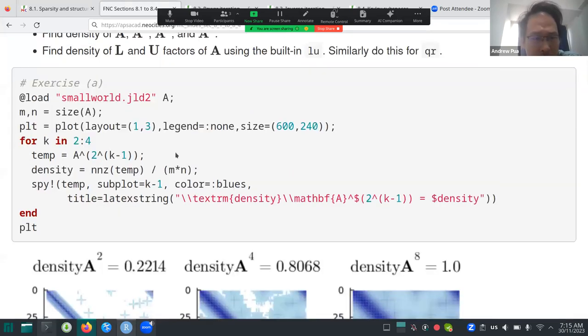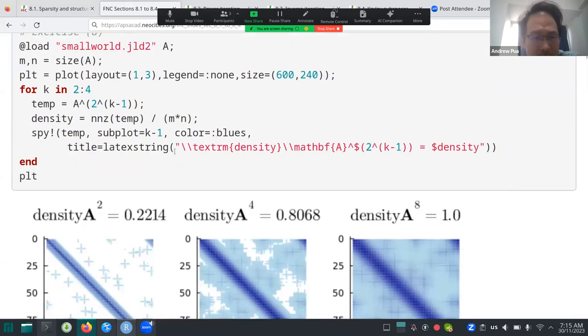So I'll just point out that, again, this layout is something that we've seen before. I think the new part here is this size part. So you could adjust the size of the image.